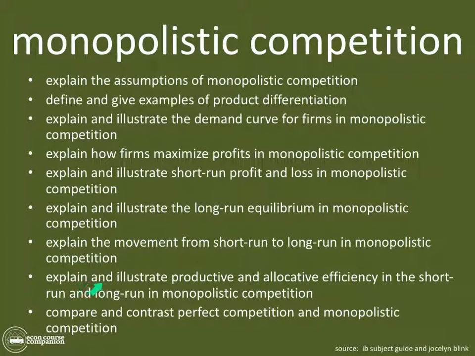You need to be able to do the following, as you have to in all the market structures, which is explain and illustrate productive and allocative efficiency in the short run and the long run. These are the same points, by the way. You just need to be able to identify where they are on the different graphs in monopolistic competition. It's not that hard. If you can do it for monopoly, you can do it for them.